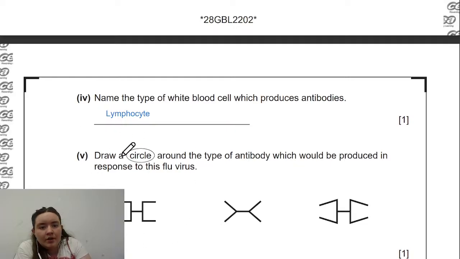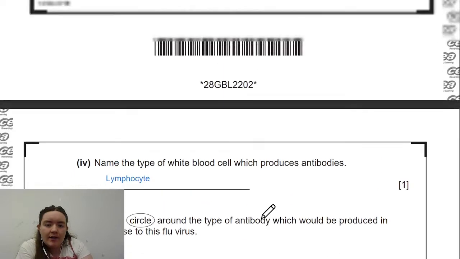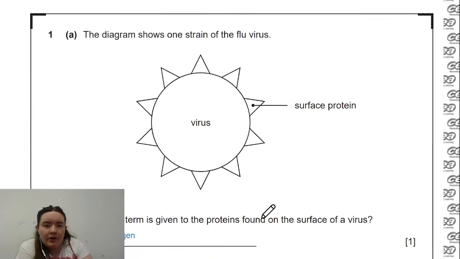So it says draw a circle, and they've handily circled this for us, around the type of antibody that is produced in response to the flu virus. So if we look here, we've got this kind of square one, a kind of triangular one, and this trapezoidal one, I guess you could describe that as. And it is going to be, if we take a look at it.